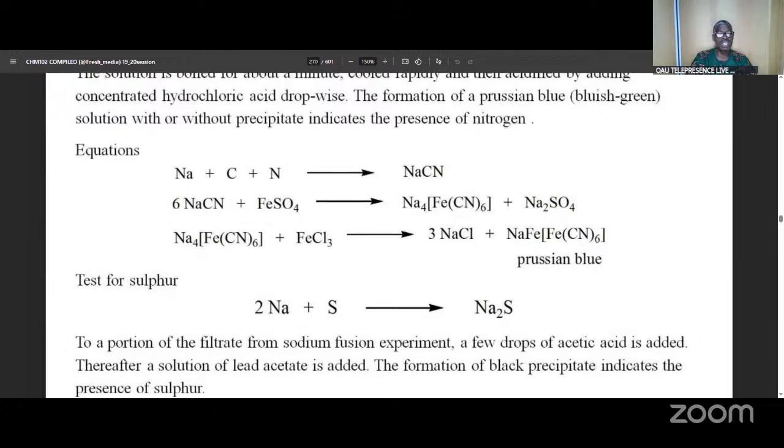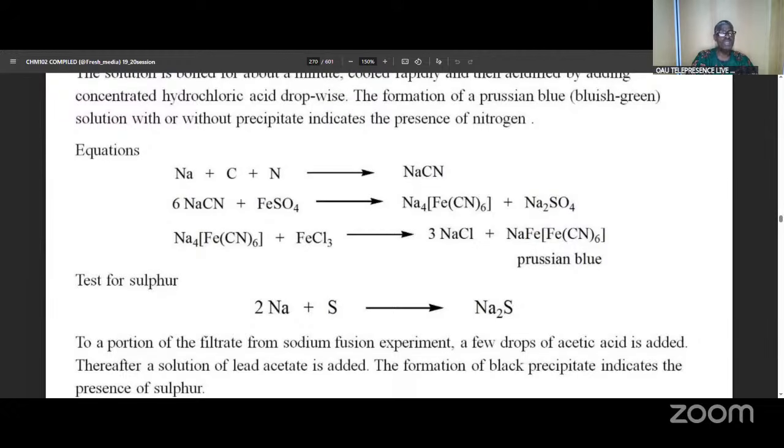Okay, that's the second equation. Now, the last one is that the sodium ferrocyanide will now react with your iron 3 chloride to give sodium chloride plus our Prussian blue, which is sodium iron ferrocyanide. So the presence of that Prussian blue is an indication that nitrogen was present in your organic sample, or organic compound.